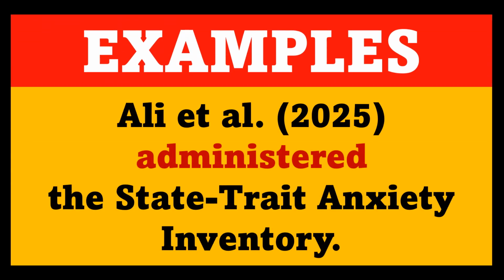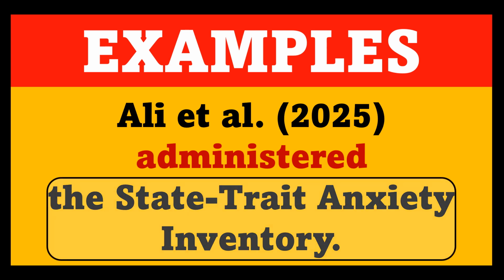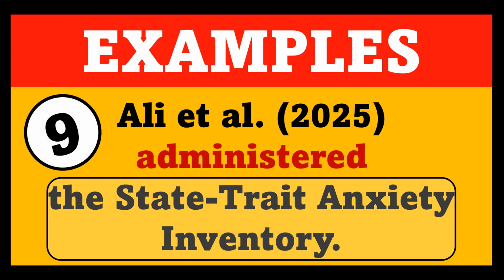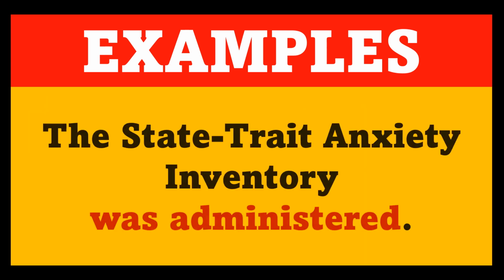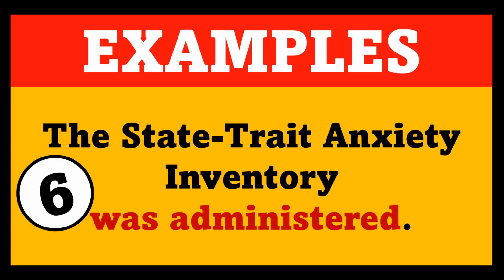In academic contexts, you might say that Ali et al. administered the State-Trait Anxiety Inventory. The State-Trait Anxiety Inventory is the focus of the sentence, even though Ali et al. are the subject. This is 9 words. If we simply focus on the State-Trait Anxiety Inventory and say that it was administered, now we reduce the sentence down to 6 words.